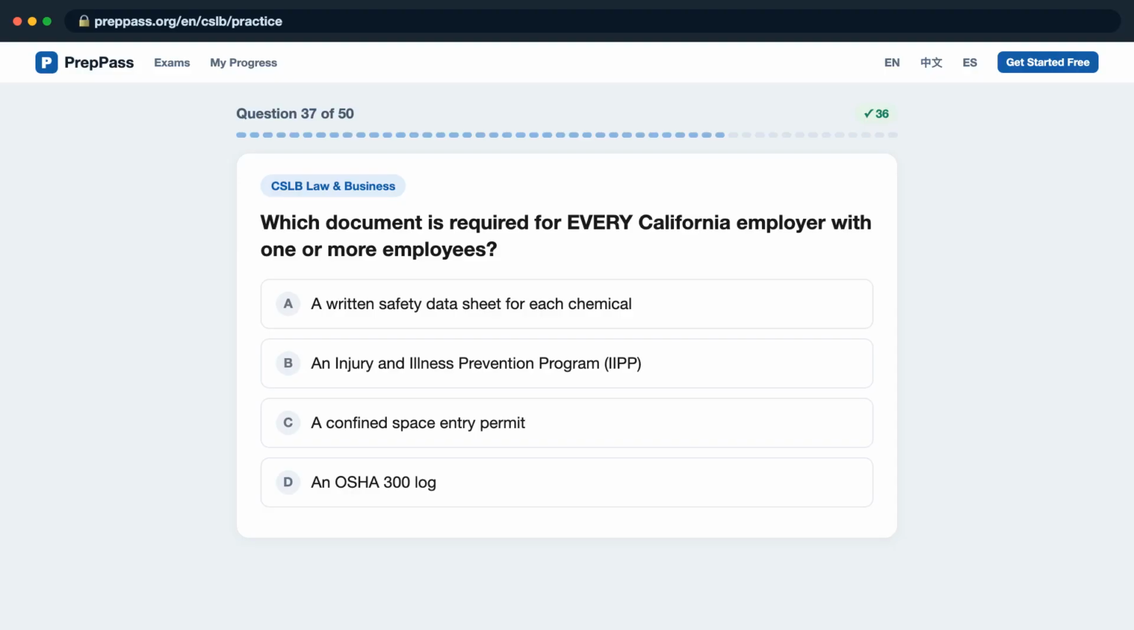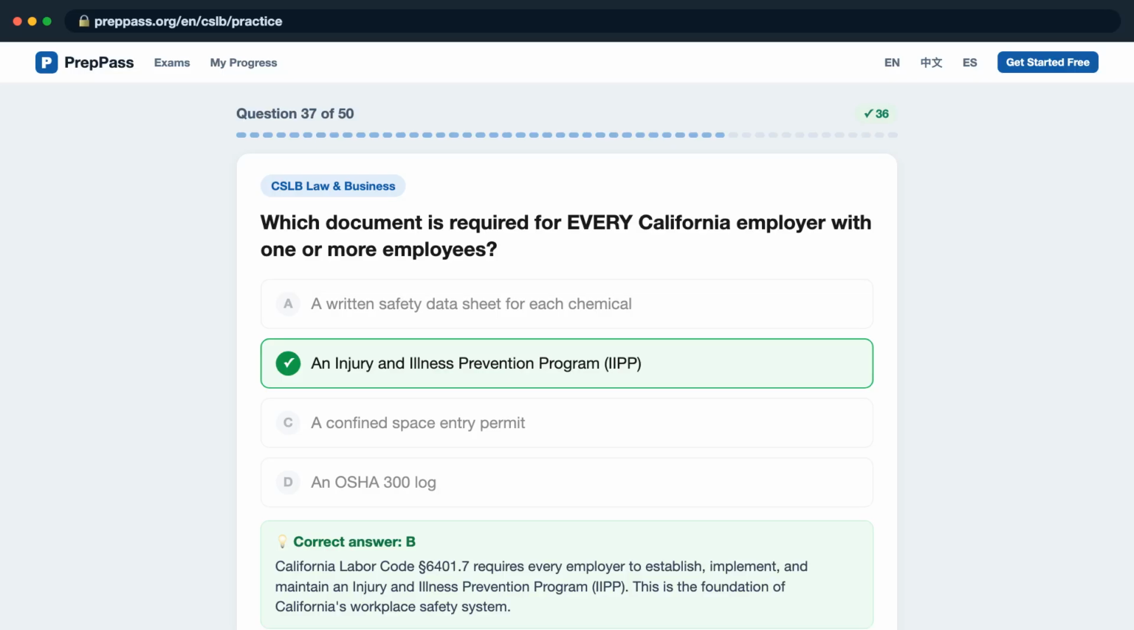Question 37. Which document is required for every California employer with one or more employees? Is it A, a written safety data sheet for each chemical? B, an injury and illness prevention program, IIPP? C, a confined space entry permit? D, an OSHA 300 log? The correct answer is B. California Labor Code Section 6401.7 requires every employer to establish, implement, and maintain an injury and illness prevention program, IIPP. This is the foundation of California's workplace safety system.